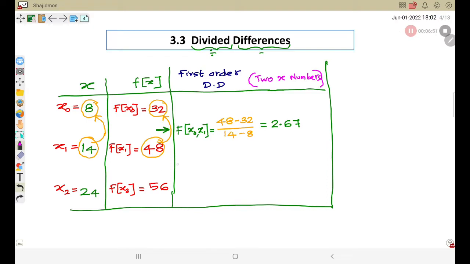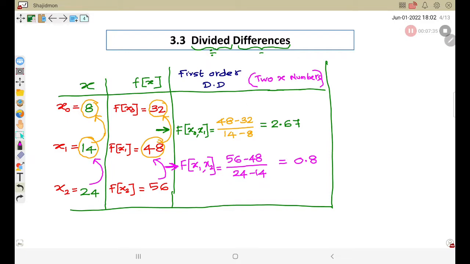Now in a similar way, take the next two numbers. Then that first order divided difference we can write here, in the middle of these two numbers. That means this number minus this number, 56 minus 48, divided by the difference between the x numbers, that means 24 minus 14. This we can represent using f of x1 comma x2. f of x1 comma x2 equals this, and when we calculate, we get approximately 0.8. We are considering 3 digits rounding. So this is the first order divided difference.